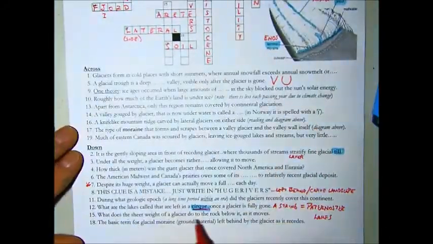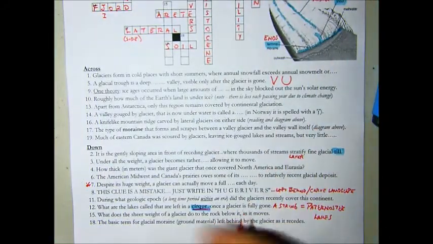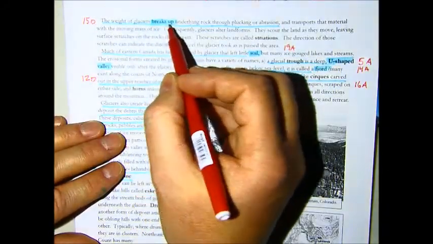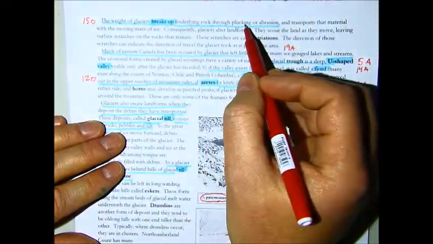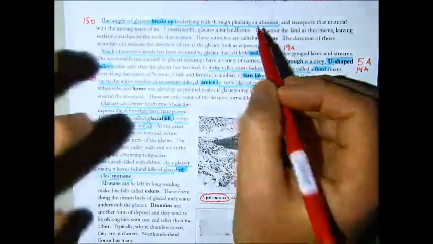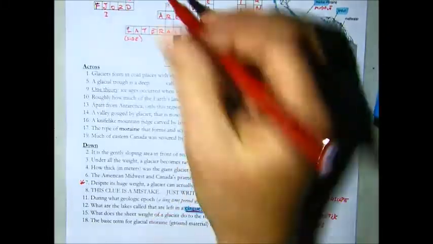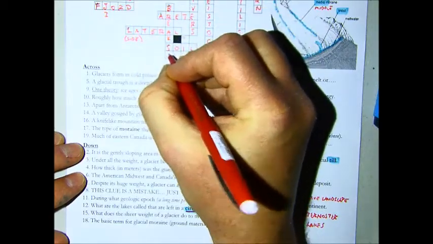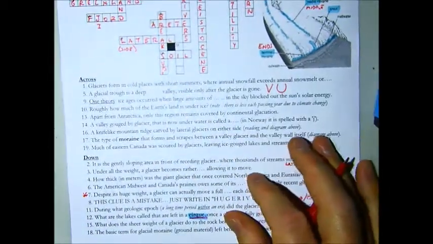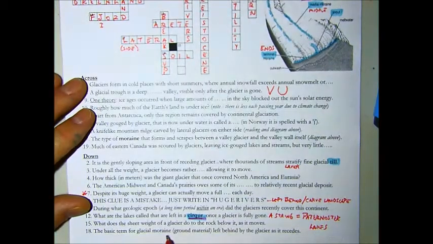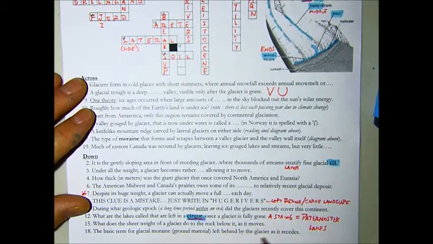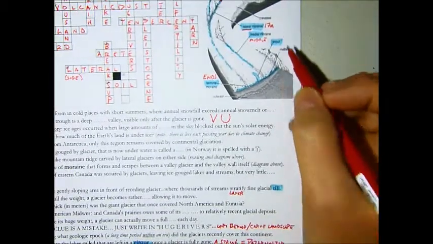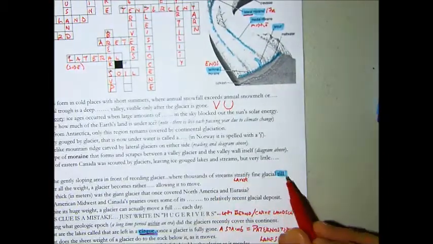What does the shear weight of a glacier do to rock below as it moves? 15D: the weight of the glacier breaks up underlying rock through plucking and abrasion, the scraping action back and forth. So we're looking to fill in "breaks up." We've got one left. Our one left is the basic term for glacial moraine, left behind by a glacier as it recedes. We've actually already got that word here. We've highlighted it on here already: till.